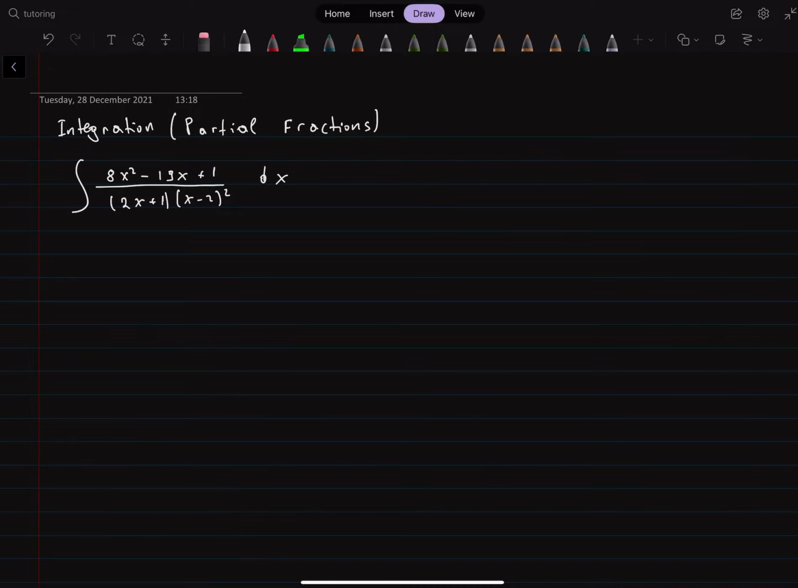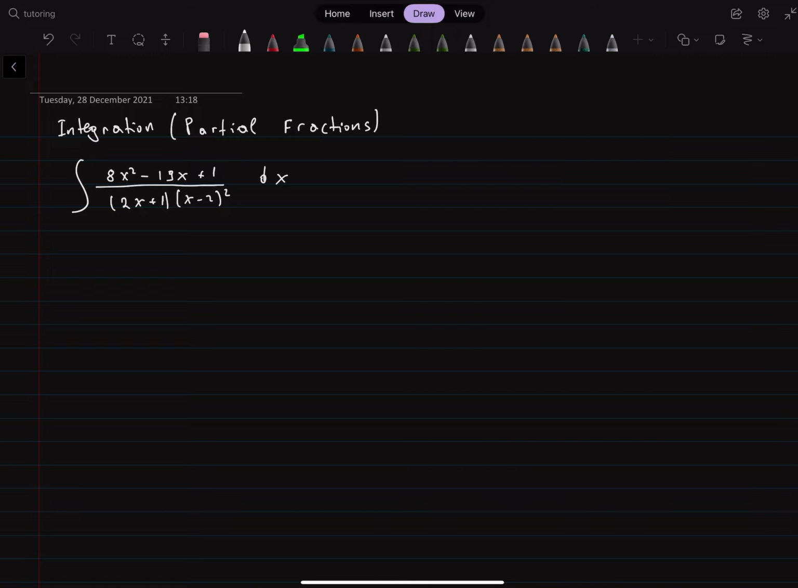Hi guys, and welcome to the second video, which includes integration with partial fractions. In this case, differently from the previous video, we have a slightly more complex integration. We're given (8x² − 19x + 1) over (2x + 1)(x − 2)² dx, and we're meant to integrate this by using partial fractions.